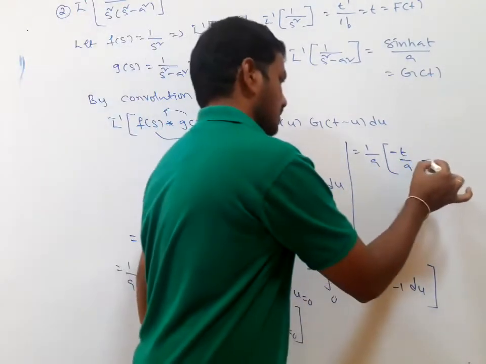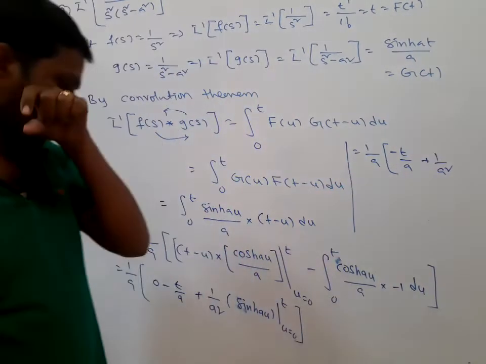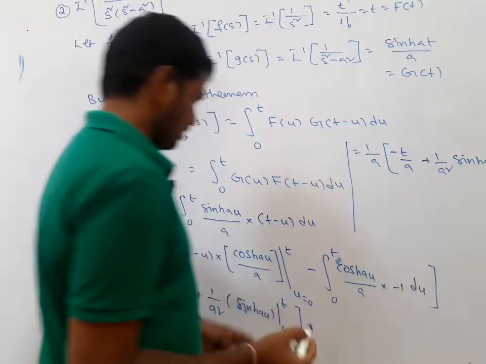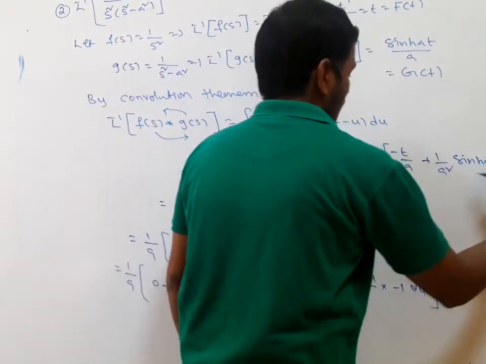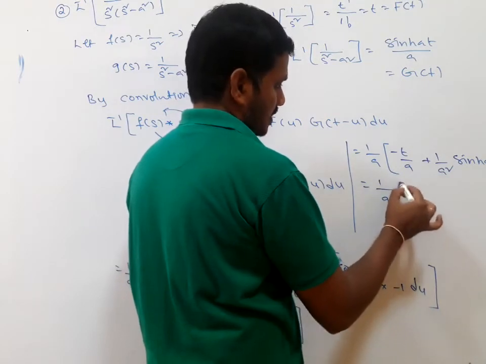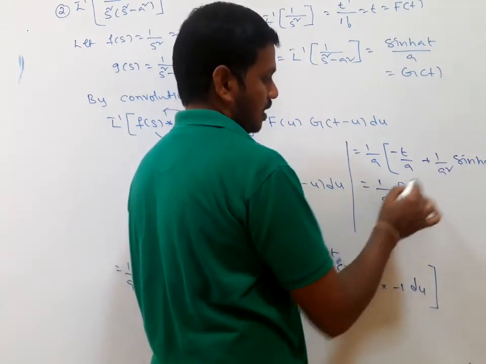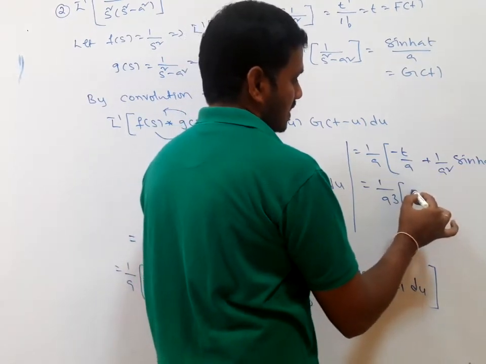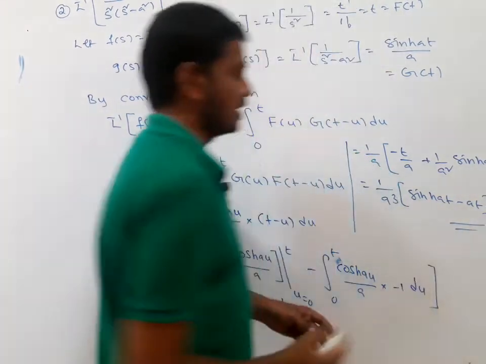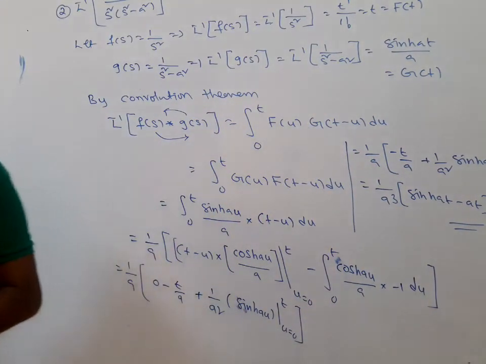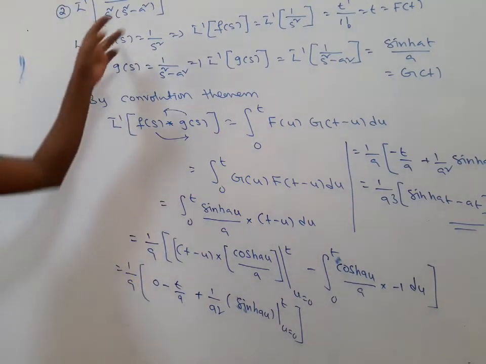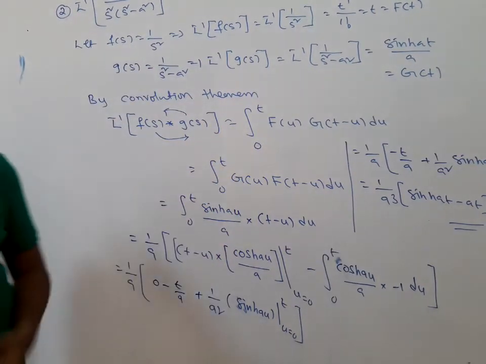If you go for 1 by A square, sin HAT, sin 0 is 0. Okay, what you are going to take here: 1 by A cube is the LCM here, first A square is the LCM there, so A cube, A square is the LCM, minus AT we have, so sin HAT minus AT, this is your answer. Sin HAT minus AT divided by A cube is the inverse Laplace transform of 1 by S square into S square minus A square. This is the way. Yes, next.